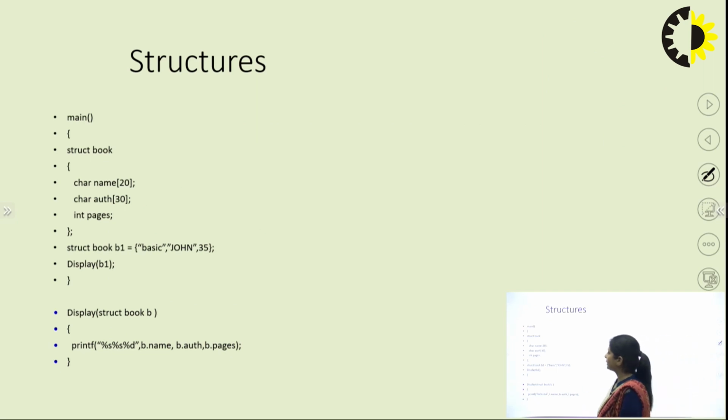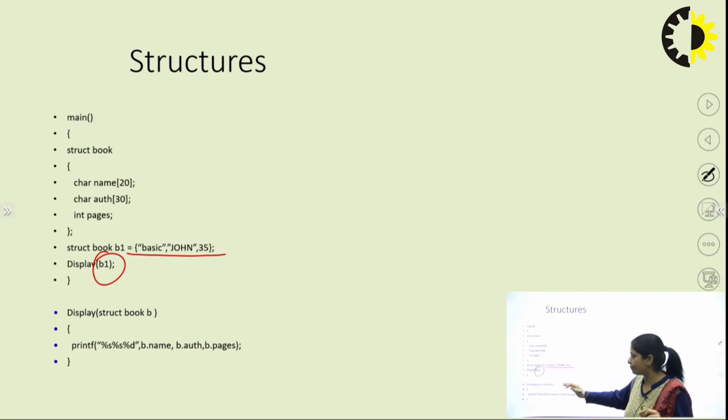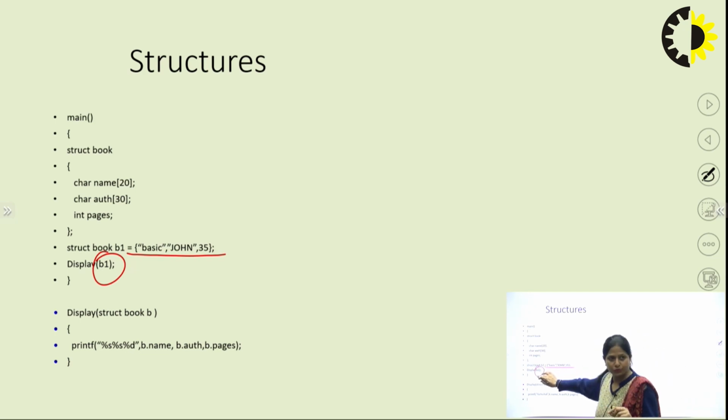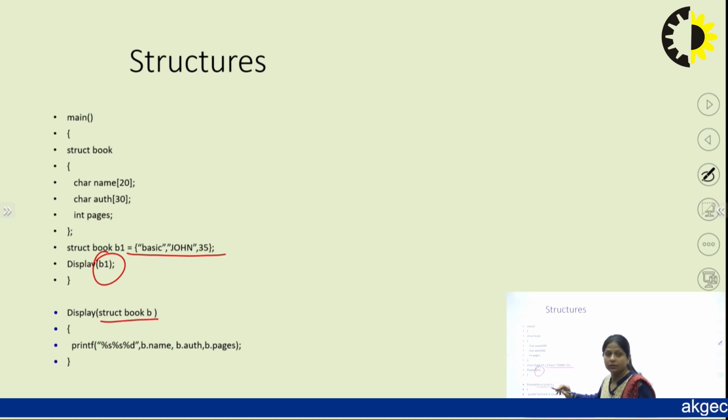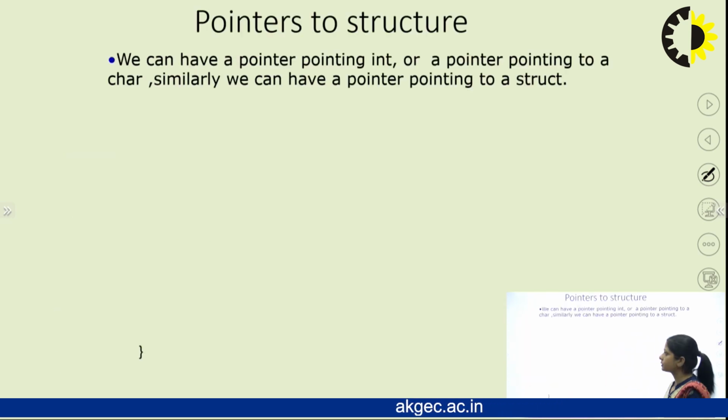Fine. In the last example, we passed the structure elements one by one, like b1.name, b1.pages, b1.price, and so on. And here we are passing the entire variable in one go. We have initialized the values of this variable b1, and then we have passed b1 to this function, and that's why we have to take a structure variable here as well, fine. So simply we can write this variable dot name, author, and pages, right?